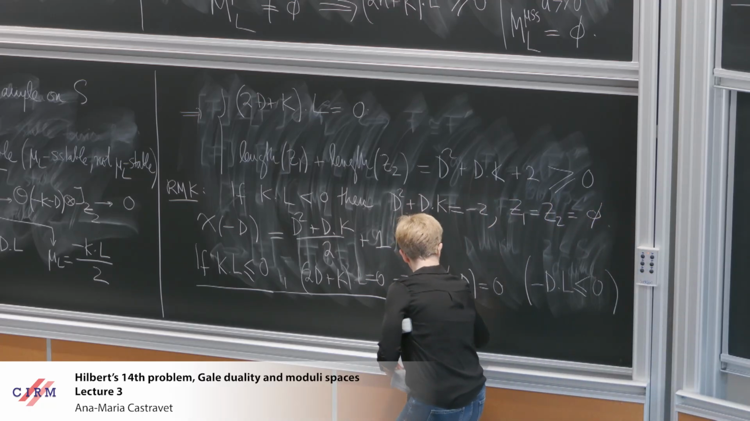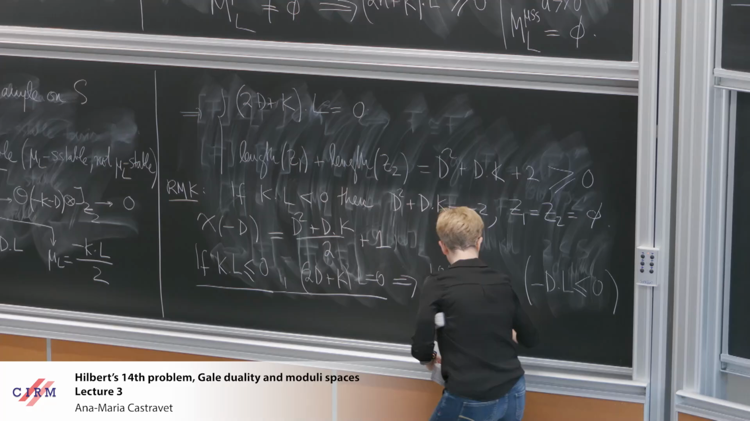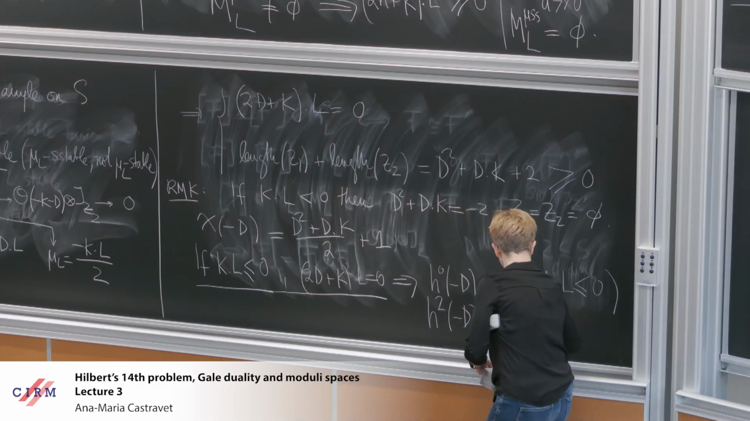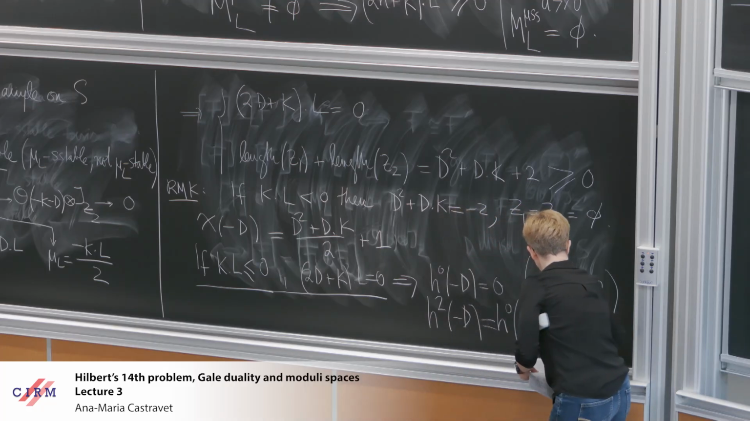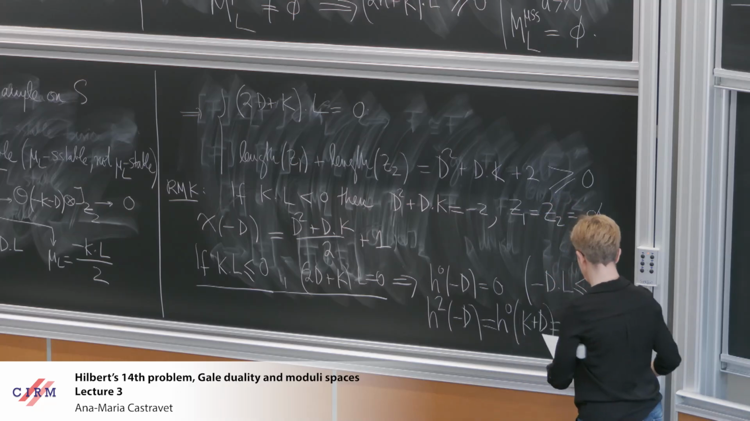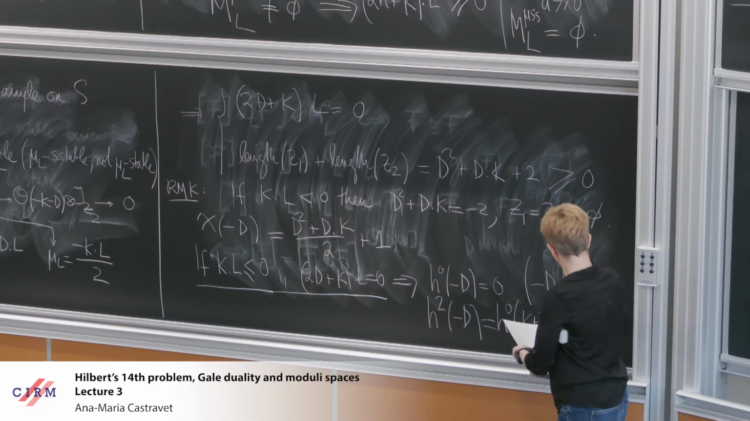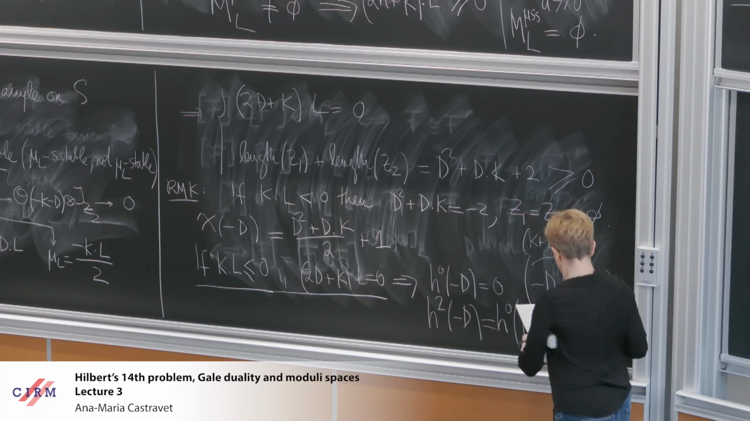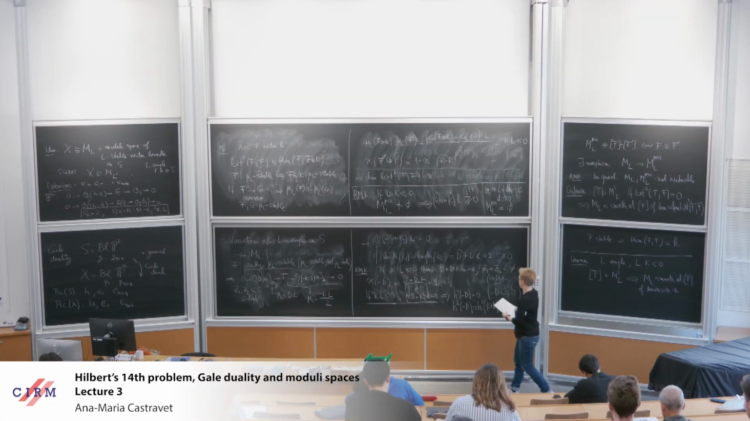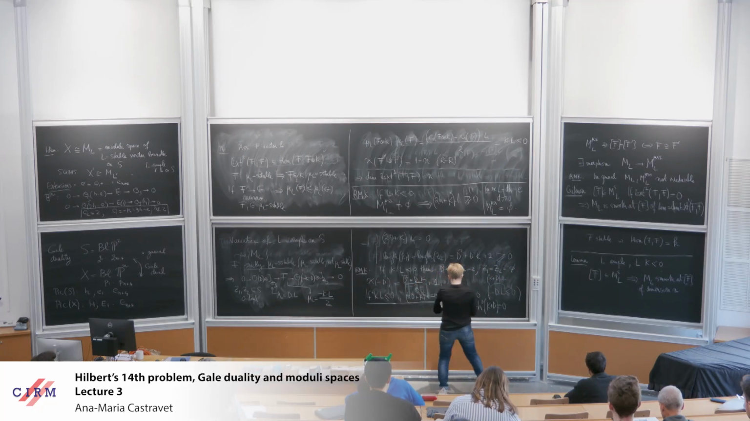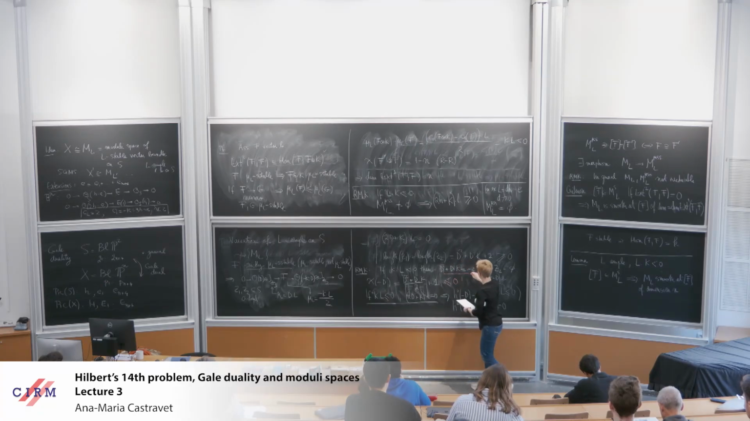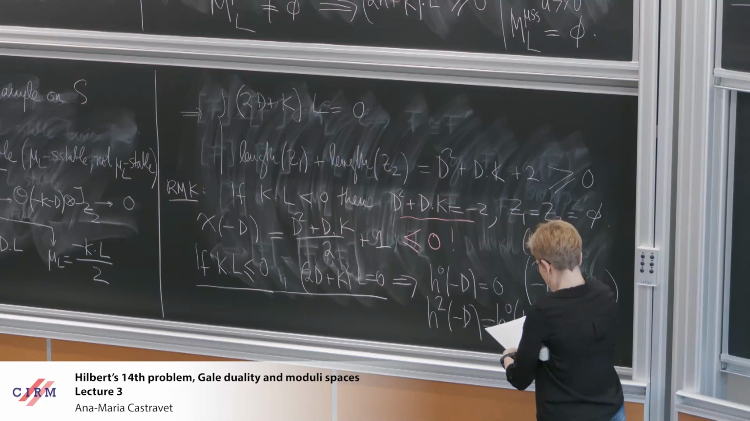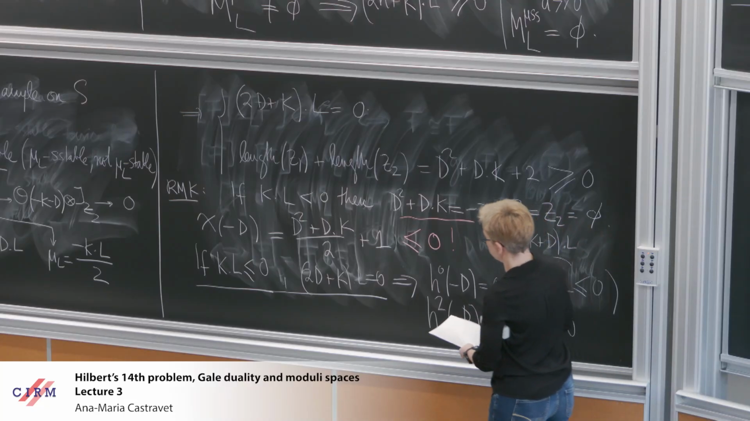Same way, H2 has to be 0 too. So by self-duality, this is H0 of k plus d. And this is also 0 because it intersects L negatively. This is the same as k plus d times L. So that means that this number here is actually negative. So that's exactly, it means equality.